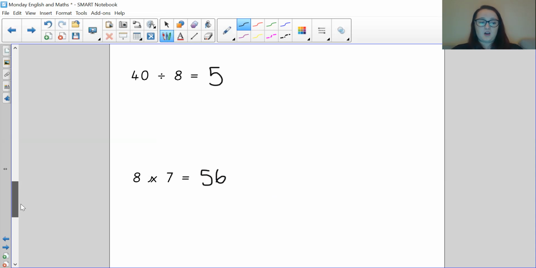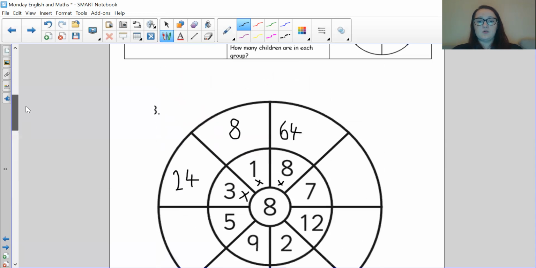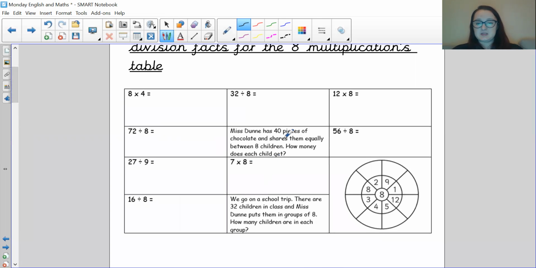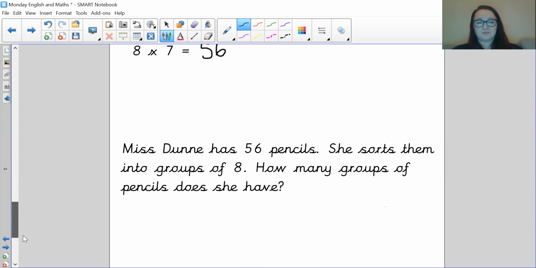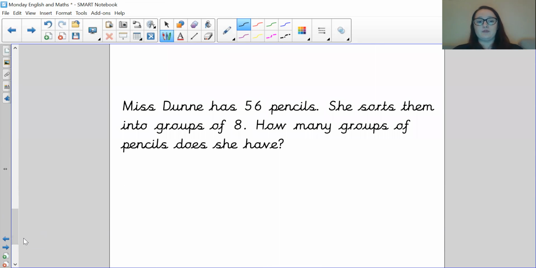So like I said, if I go above again, all the way up, you might see some of these types of questions about today. Now, let's have a look at another one. Oh, Miss Dunn loves questions like these. So Miss Dunn has 56 pencils, okay? She sorts them into groups of 8. How many groups of pencils does she have?